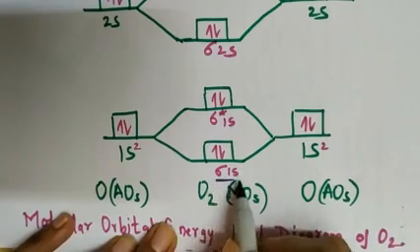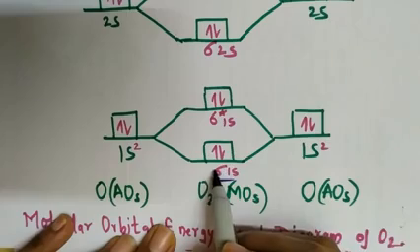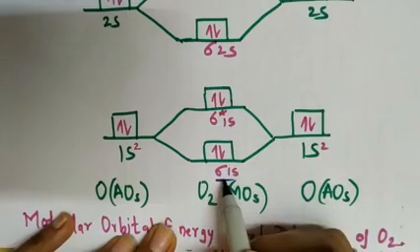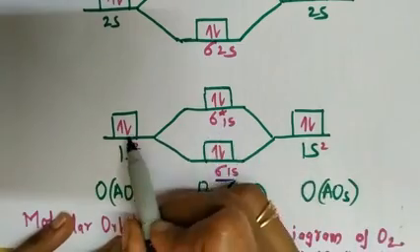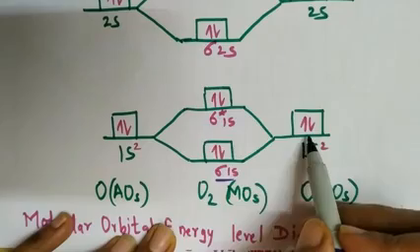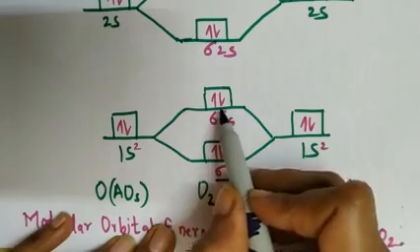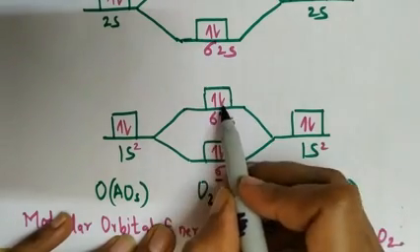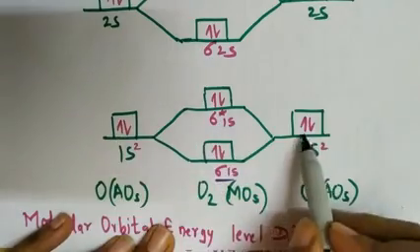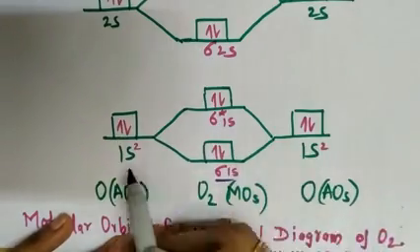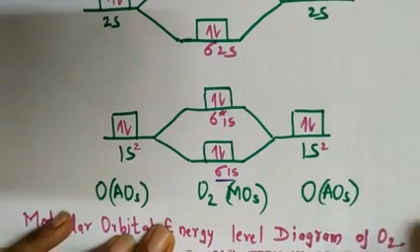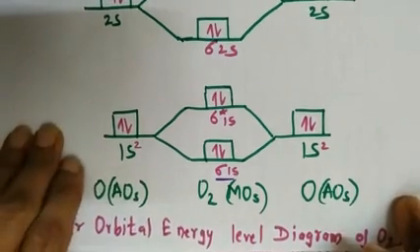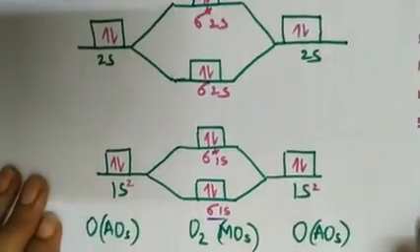Sigma bonding 1s orbital: 1 electron of this oxygen and 1 electron of the other oxygen will come. And in the anti-bonding 1s orbital, another electron of each oxygen comes. So 1 2 3 4, total 4 electrons contributed by both the oxygen atomic orbitals. Getting everybody?